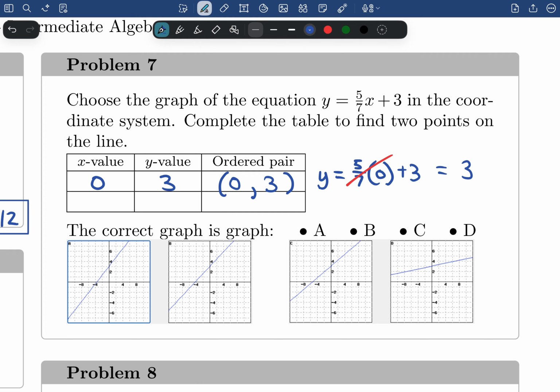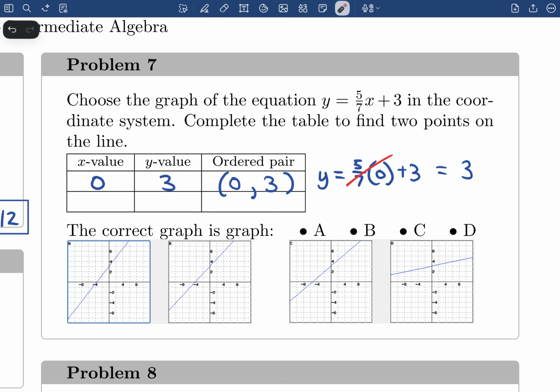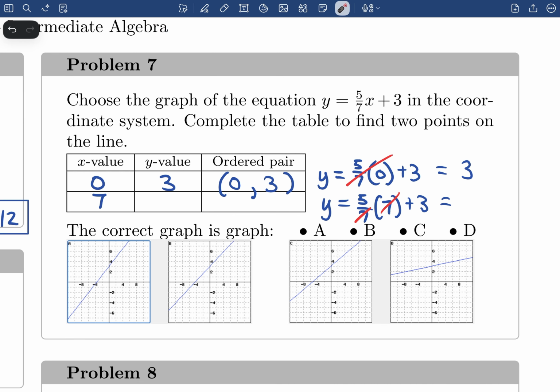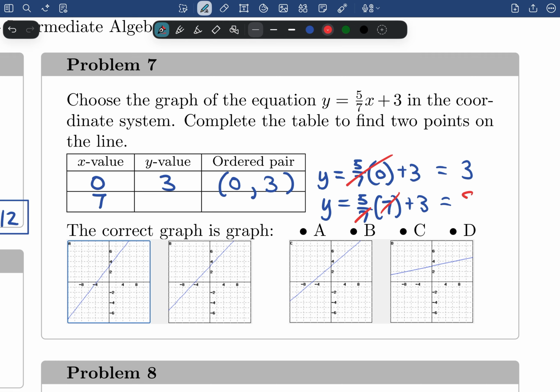Now, I'm going to pick another x value, and a really good x value to choose, just so you end up with an integer answer, would be the denominator of the fraction. So I'm going to pick the x value of 7. That's what I'm going to choose. You're welcome to choose anything you want. So I get 5/7 times 7 plus 3. And why is that such a good idea? Because the denominator of 7 cancels the multiplication of 7, and now I just get 5 plus 3, which is 8. All right, so I found my output. My y value output is 8. So my ordered pair is 7, 8.